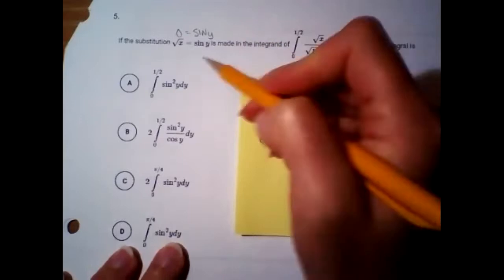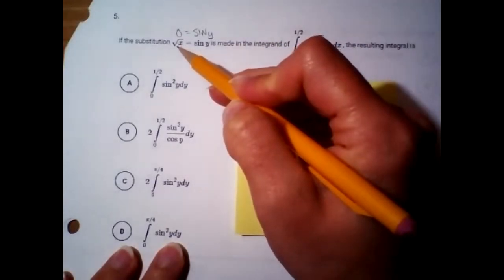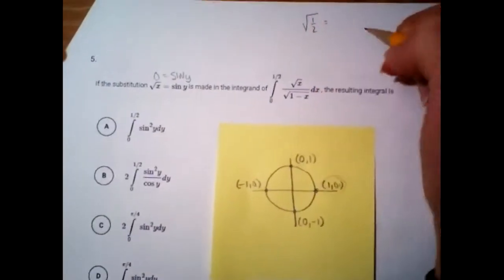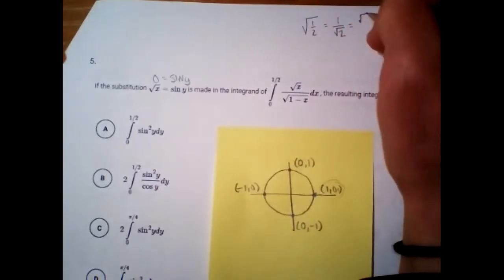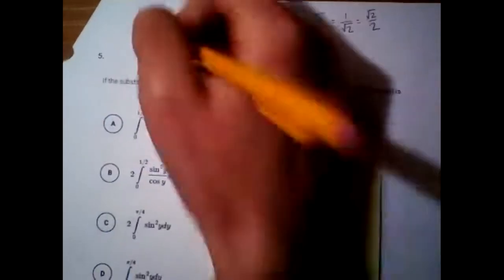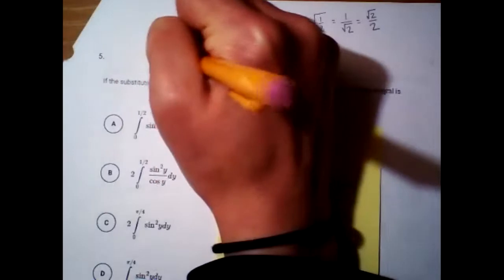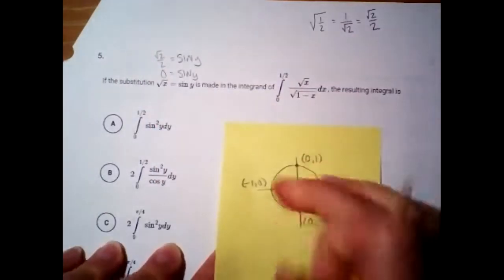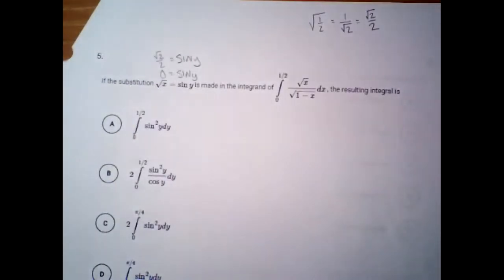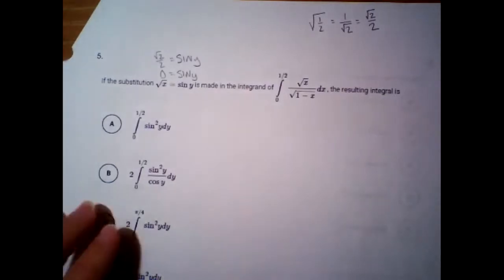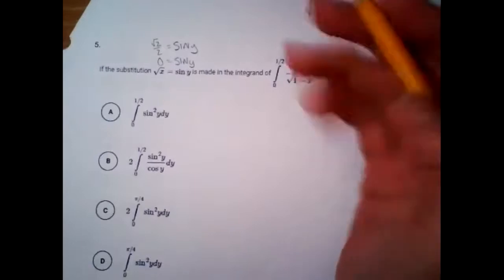All right, plugging in 1/2. Square root of a half would end up being square root of 2 over 2. If you square root a half, square root of 1 would be 1. Square root of 2 is square root of 2. And so that'll be square root of 2 over 2 equals sine of y. So what would that angle have to be? What would y have to be in order for you to get square root of 2 over 2? Pi over 4. Yep, perfect. So I need my upper boundary to be pi over 4.